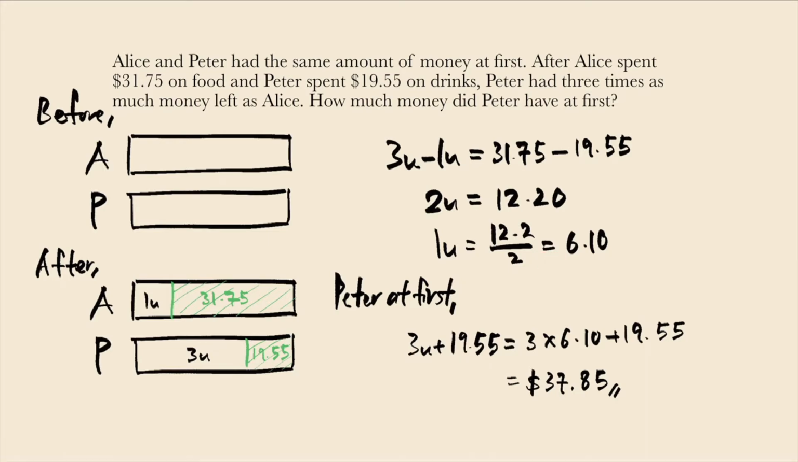How much money did Peter have at first? Well, we will just take, in this case, 3U plus 19.55. Alternatively, you should get the same answer if you just take 1U plus 31.75. So that's the alternative method.